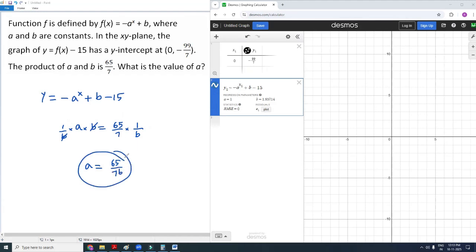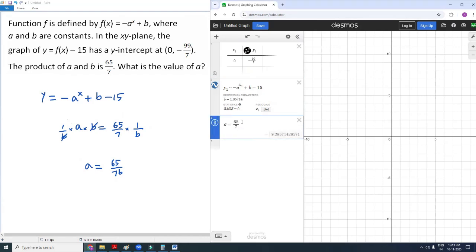Now we can take this equation as input in Desmos. That is a equals 65 divided by 7 times b. Here I got the value of a. The value of a is 5. Okay, let's look at the next problem.